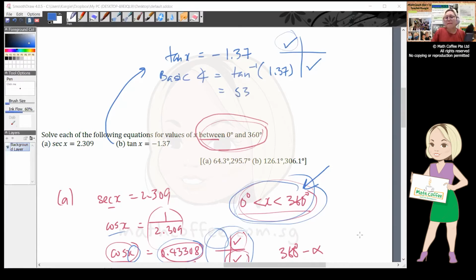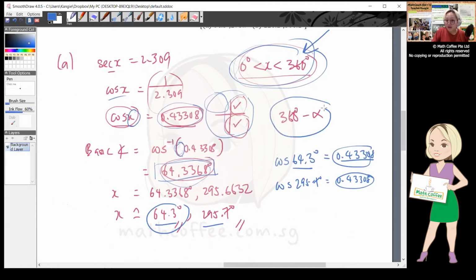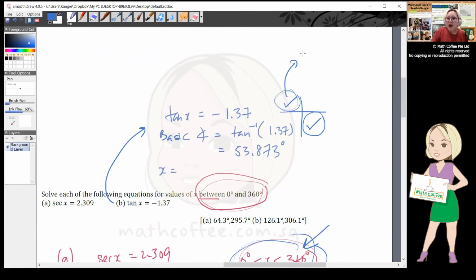Function inverse the positive number will give you basic angle. Okay, so 53.873 degree. This is my basic angle. Then after that, to find the two answers depends on which quadrant we are talking about. In the second quadrant, just now remember our fourth quadrant is take this one, right? So second quadrant is take 180 degree minus basic. So x is equals to 180 minus basic. I just press calculator, 180 minus this one.